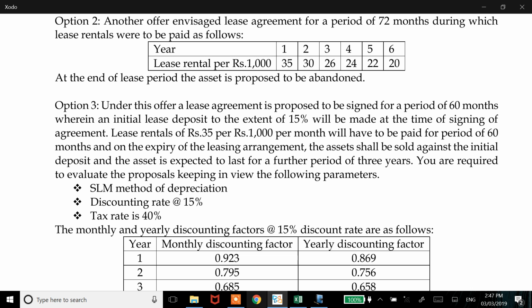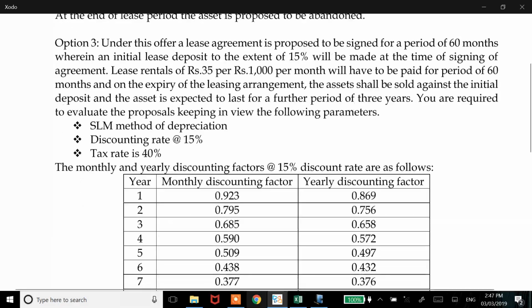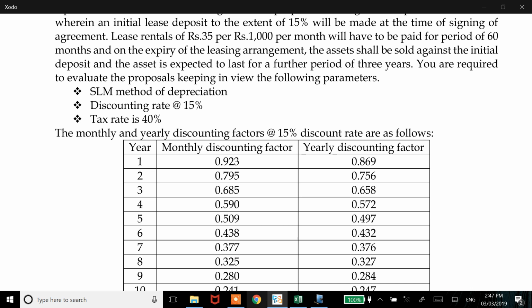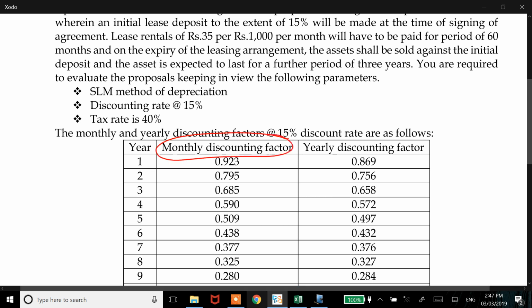Now listen, in this case, lease rent is going to be paid every month. So we have something called a monthly discounting factor. What is monthly discounting factor?